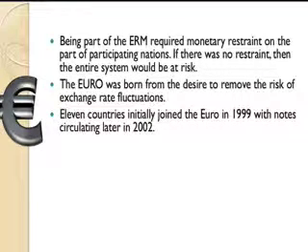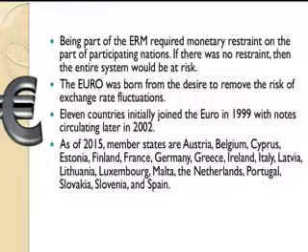Now, 11 countries initially joined the euro in 1999, with the notes circulating later in 2002. There were some administrative movements towards it, with using a euro type currency as an accounting system. As of 2015, the member states are Austria, Belgium, Cyprus, Estonia, Finland, France, Germany, Greece, Ireland, Italy, Latvia, Lithuania, Luxembourg, Malta, the Netherlands, Portugal, Slovakia, Slovenia, and Spain. Not the United Kingdom, note, right?